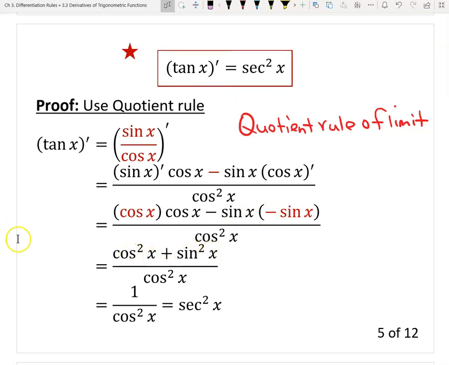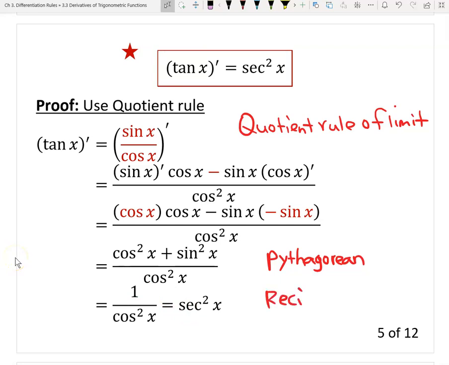If you remember, cosine square plus sine square is 1. So what's the name? We call it the Pythagorean identity, right? If someone remembers this, it is just the Pythagorean identity, which is 1. And then 1 over cosine square. Do you remember the reciprocal of cosine is secant, right?